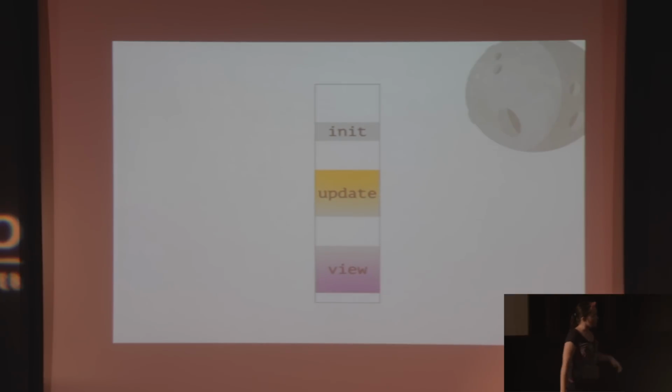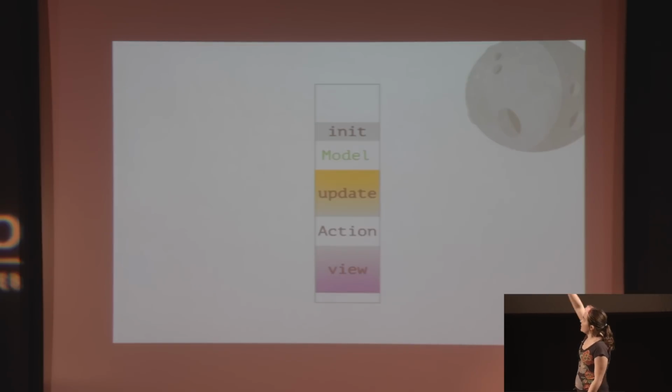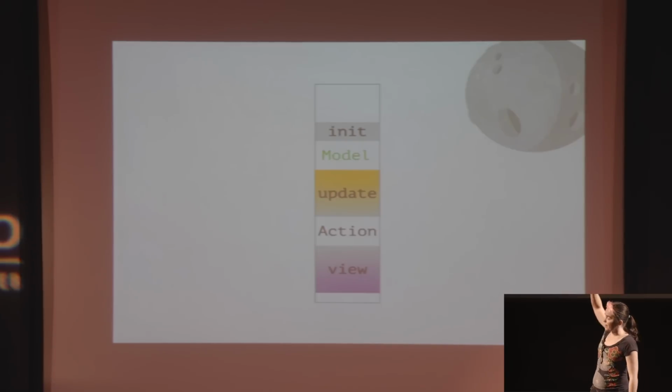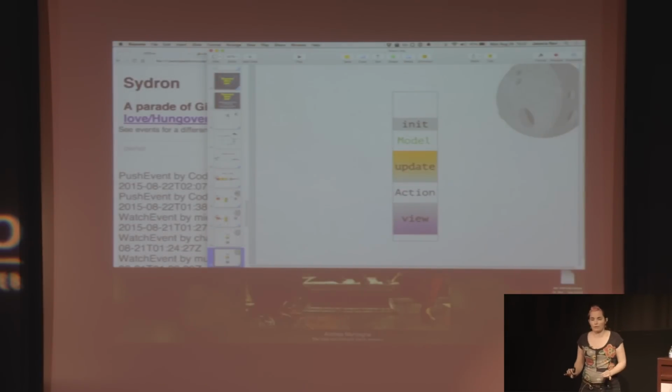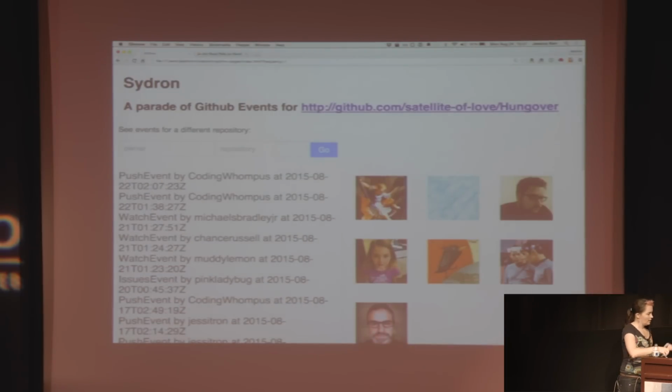And then we arrange them like this in a component. The init and the update and the view are all in the same module file. And you probably define a model type and an action type. And in order to show you an example of this, I want to show you my little app, which is going to confirm that I am not a front-end dev, because CSS is beyond my skill level.